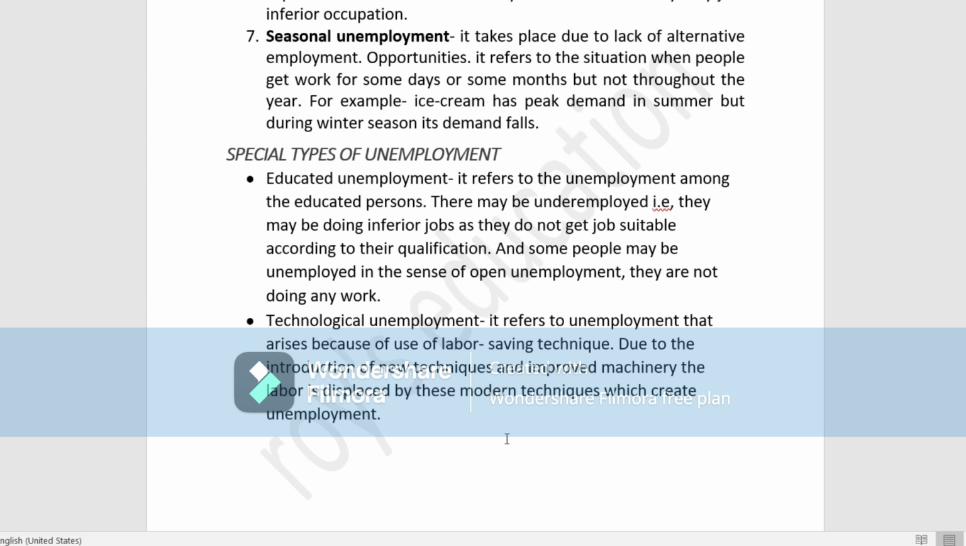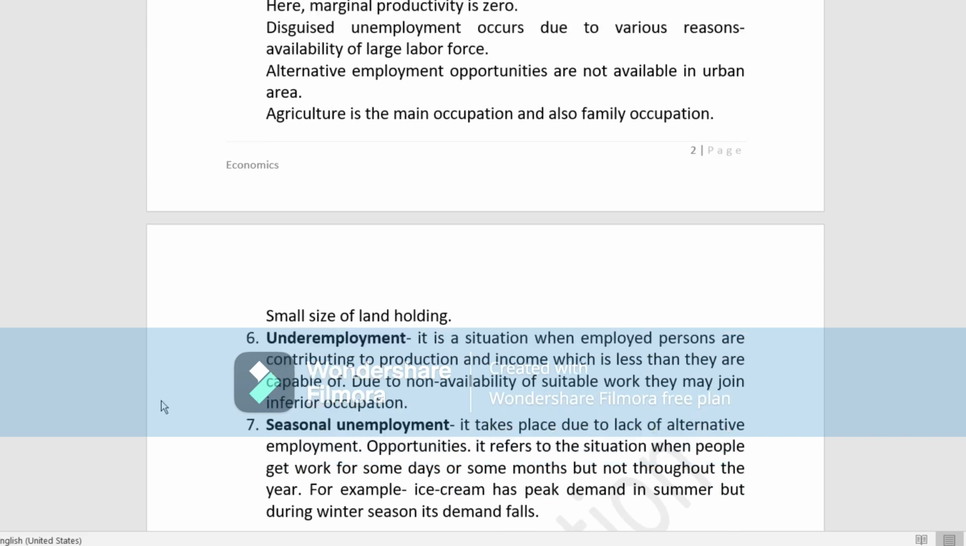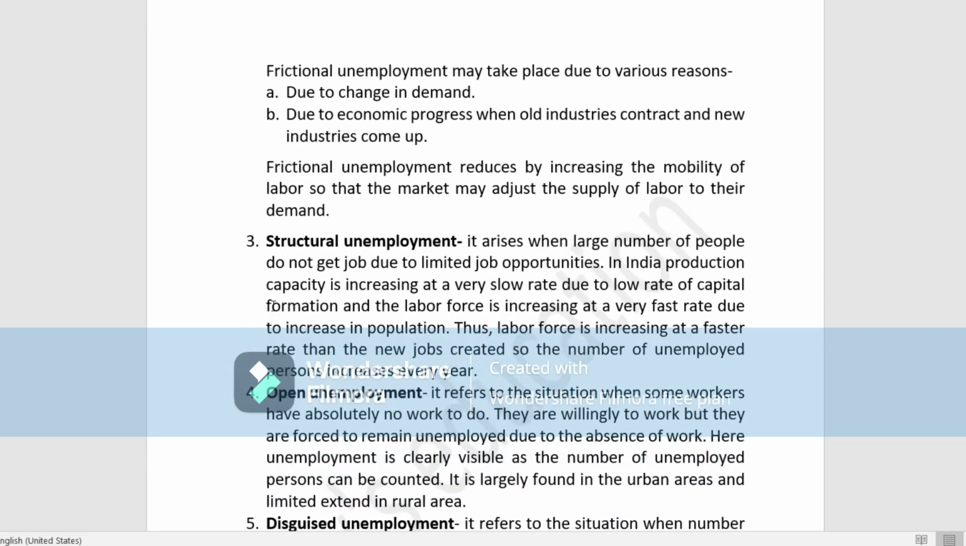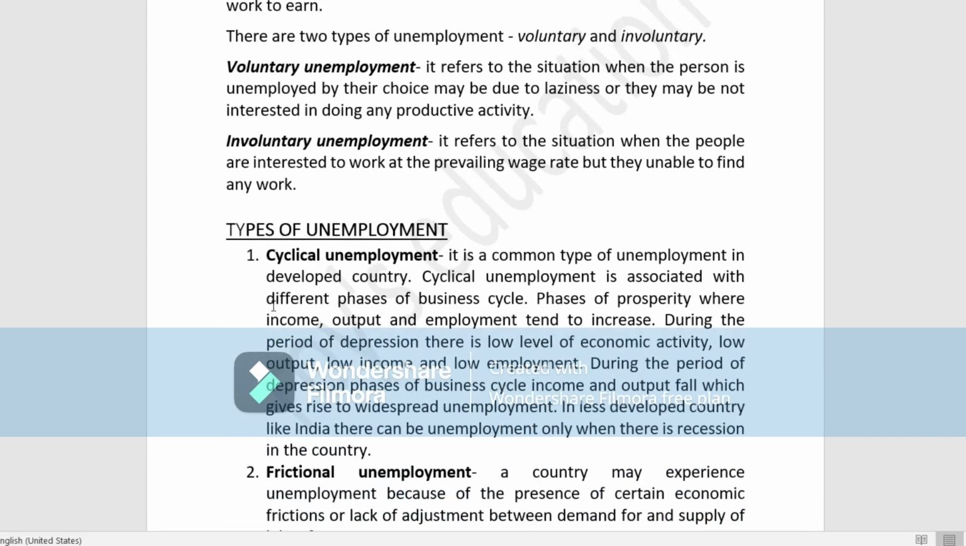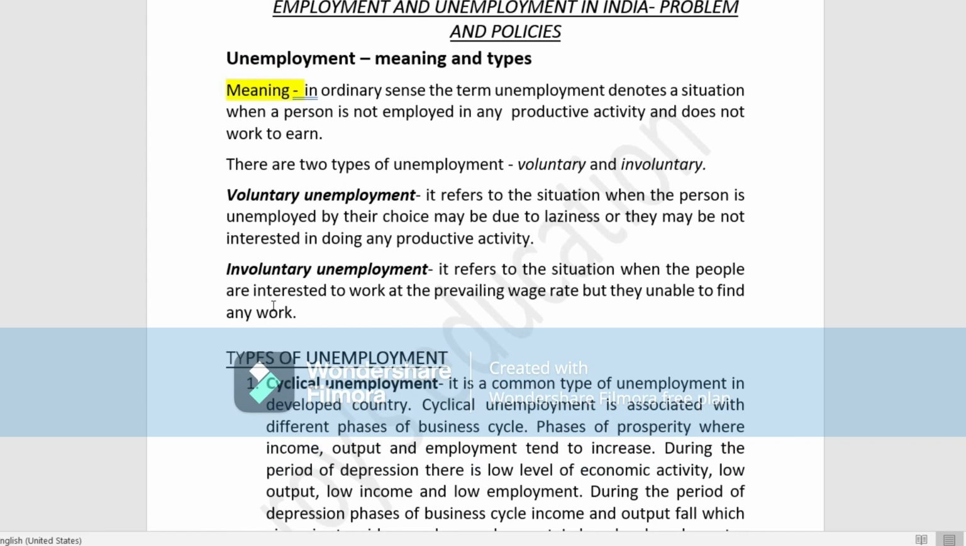So these are the special types of unemployment which we have discussed, and the different types of unemployment which we have also discussed, and how many types of unemployment there are. Generally unemployment is categorized into two: voluntary and involuntary. We also discussed the meaning of the word unemployment. Everything we have covered in today's class.